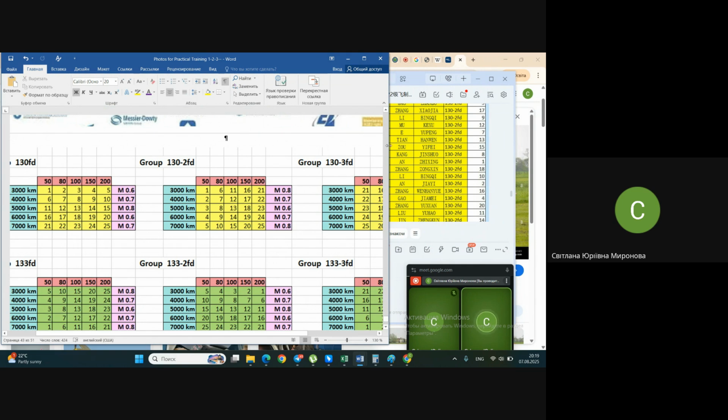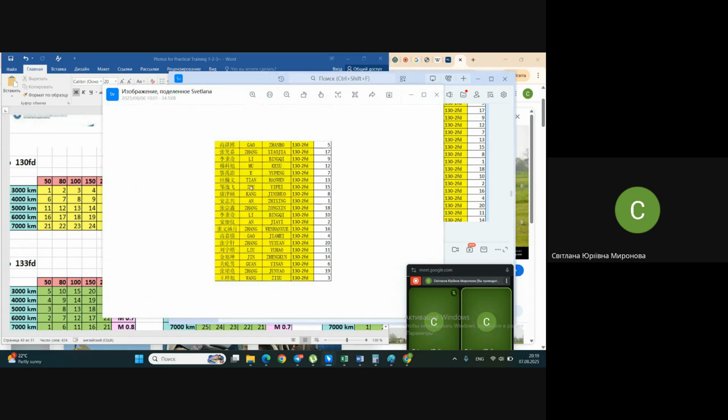What, for instance, once again, Gao Jumbo, number 5, group number 102, you see, number 5.